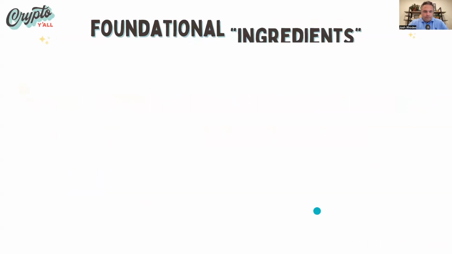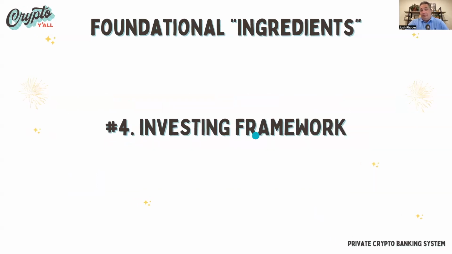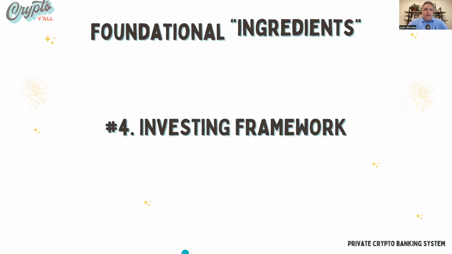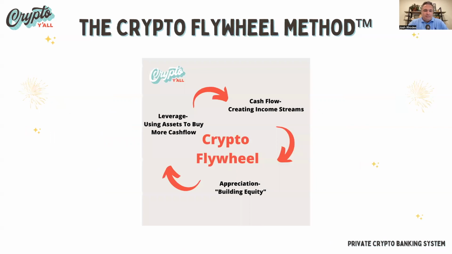Number 4, investing framework. Possibly the most important thing I talk about tonight, so listen up. The first and biggest framework that I subscribe to is one that I created myself called the crypto flywheel method. There are 3 wealth building strategies inside the crypto flywheel method: cash flow, creating income streams; appreciation, that's building equity; and leverage, using assets to buy more cash flow. That's the macro strategy when we're trying to be successful crypto investors and create our own private banking system.